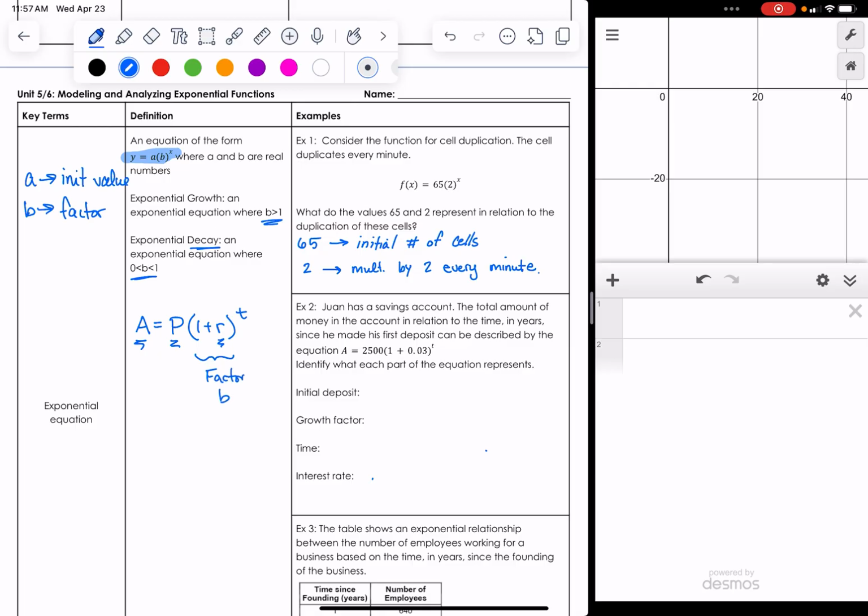So let's take a look at example 2. Juan has a savings account. The total amount of money in the account in relation to the time in years since he made his first deposit can be described by the equation A equals 2,500 times 1 plus 0.03 to the t power. Identify what each part of the equation represents.